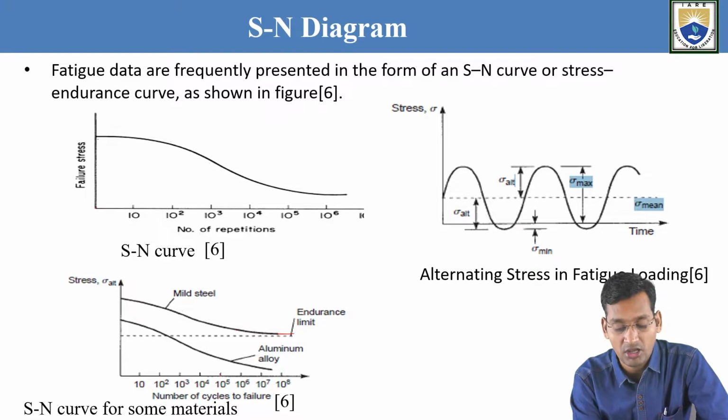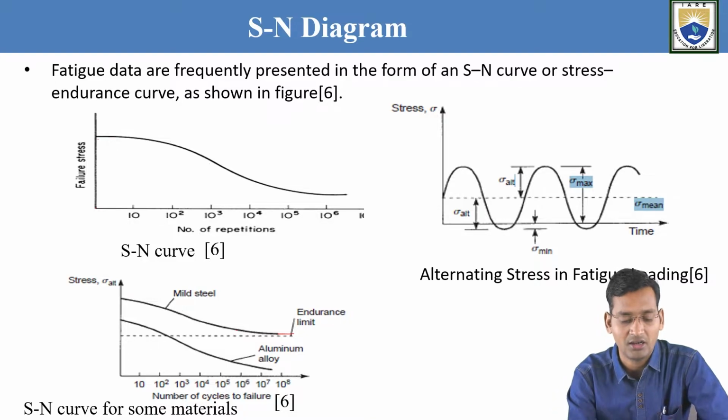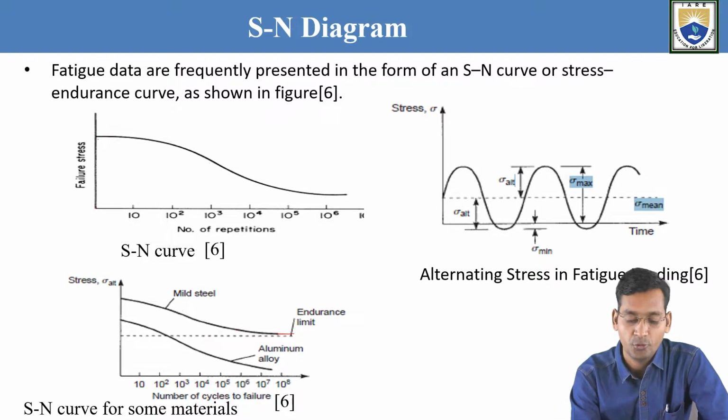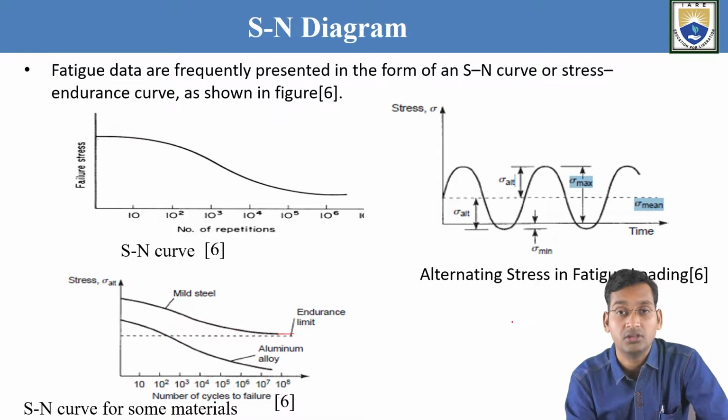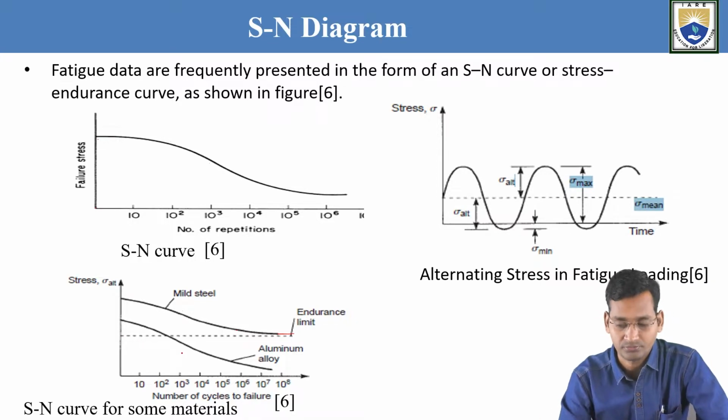But for aluminum alloy, just see here, once you increase the cycles, it's coming towards failure. So that is the difference between mild steel and aluminum alloy. It's not necessarily mild steel and aluminum alloy; it depends upon the nature of the material. Mild steel has infinite life, so it will go on to infinity. For rubber or any plastic material, the life will be lesser.